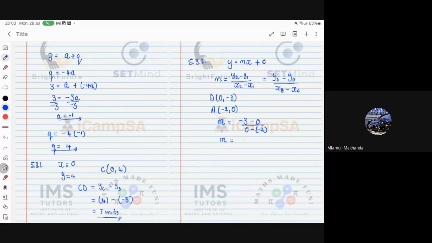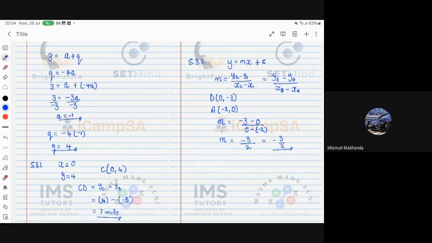Therefore, our gradient is going to be -3 minus 0. We're going to have -3 over 0 minus -2. So it's a negative and negative, positive. So our gradient is going to be -3 over 2. We already have an m right now. So what we are going to look for next is the value of c. The value of c.